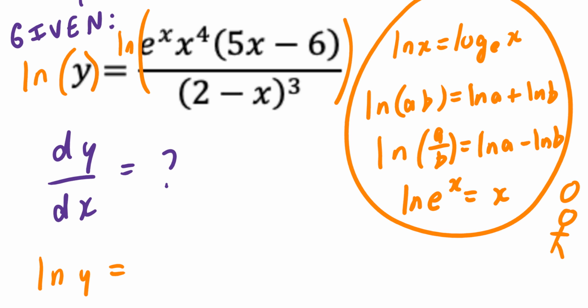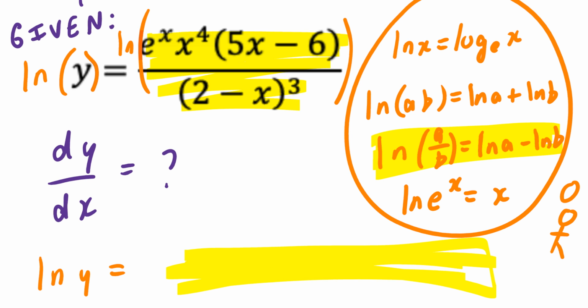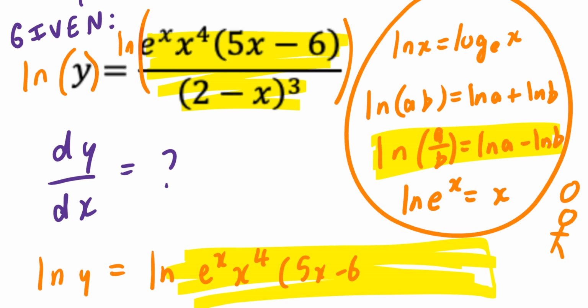When you take the ln of a quotient, you can break it apart. So on the right-hand side, this is going to be ln of (e to the power of x times x to the power of 4 times (5x minus 6)), minus ln of (2 minus x) to the power of 3.